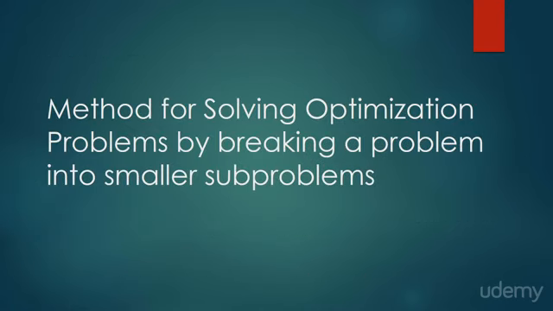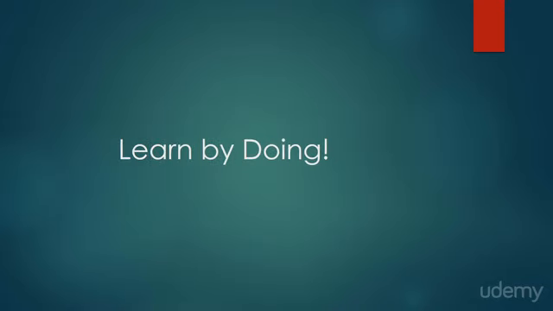We said that it's a method for solving optimization problems, like the problems we just saw, by breaking a problem into smaller subproblems. So we take a very large problem and we break it into smaller subproblems. We solve these smaller subproblems individually, and we then combine their solutions into the solution of the larger problem. And you might still find that this is very abstract, and indeed it is.